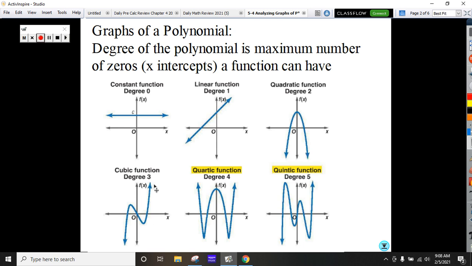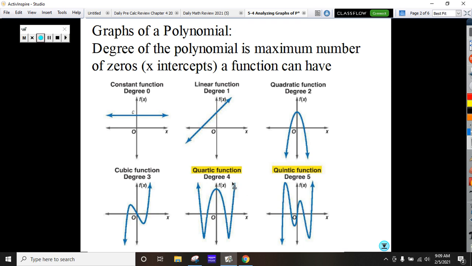The more degrees you add, the more turns you have potential. So this one has 2 turns potential, and it possibly could hit the x-axis 3 different times. Like this one, degree 0 doesn't hit at all. Degree 1 hit it once. Degree 2 hit it twice.